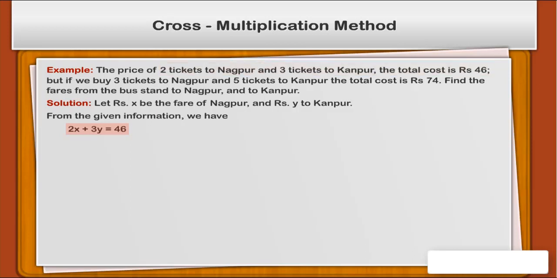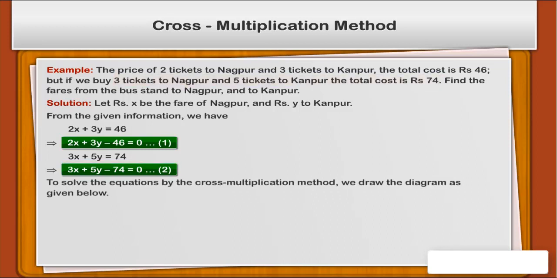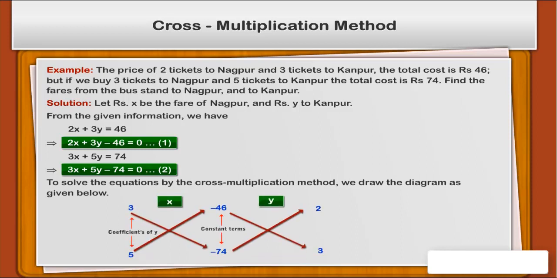2x plus 3y is equal to 46. That is, 2x plus 3y minus 46 is equal to 0. This is equation 1. 3x plus 5y is equal to 74. That is, 3x plus 5y minus 74 is equal to 0. This is equation 2. To solve the equations by the cross multiplication method, we draw the diagram as given below.